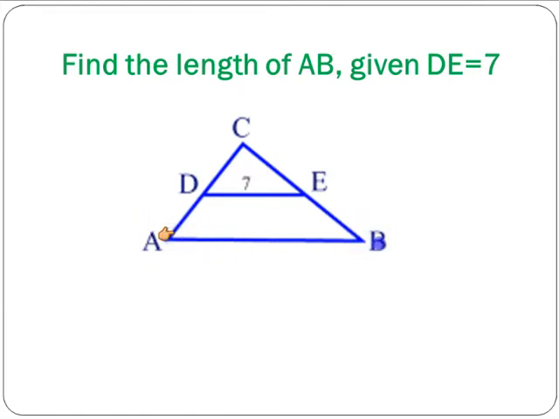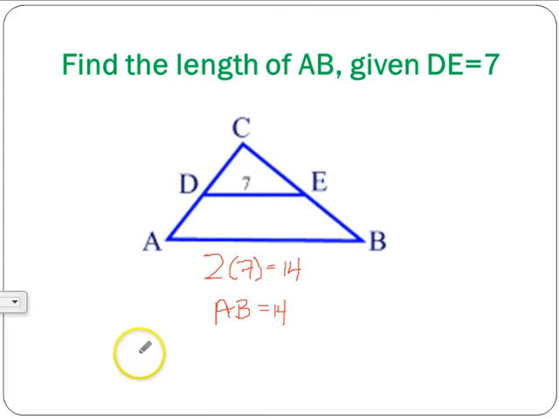this segment right here. We want to find the length of AB given that we know DE equals 7. So if DE equals 7, what must AB equal? Well, remember, the mid-segment will always be half the length of the hypotenuse. So knowing that, we can think of it backwards: if we take 7 and multiply it by 2, we'll get AB, and 2 times 7 would equal 14. So AB has to equal 14.